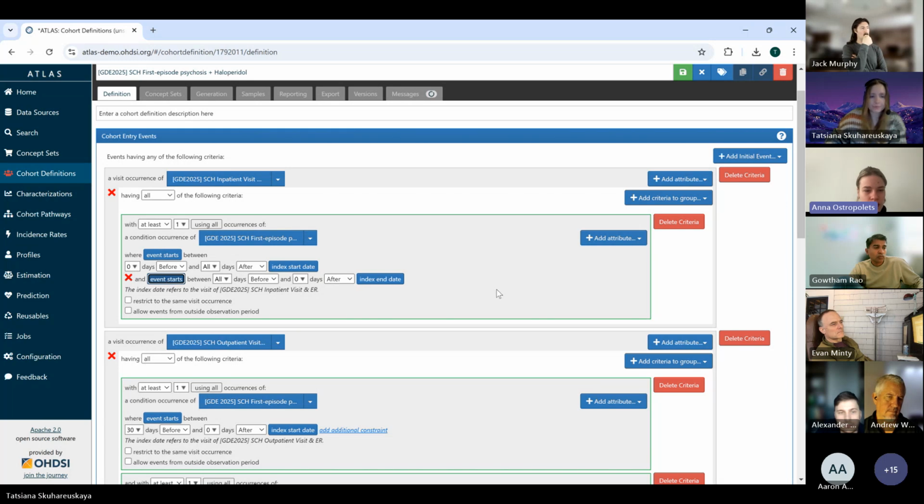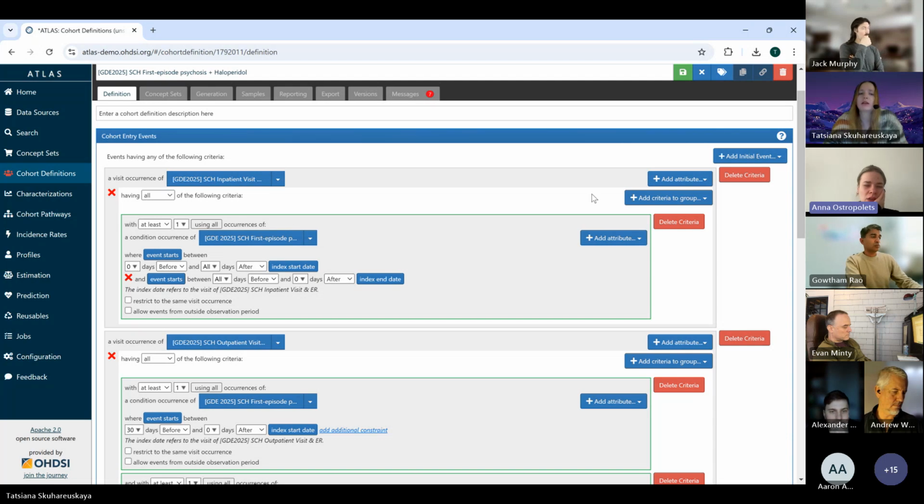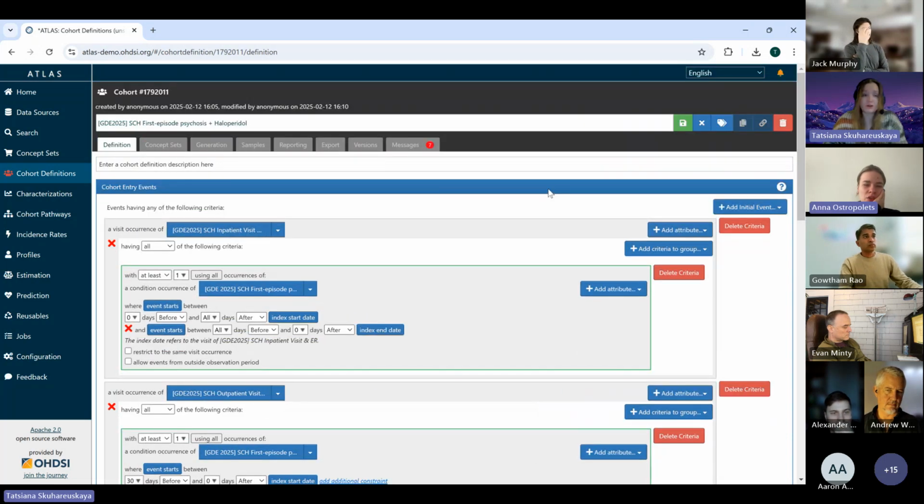In this row, yeah. So let me check what we did here. We're looking for a visit occurrence of an inpatient visit with at least one condition occurrence that starts anytime after the start date of the visit, but it also has to start before the visit ends. Yes. That is wonderful. Thank you so much. It looks totally logical. I'm just wondering, Gowtham, do you remember if the index end date here is the end of the visit or the end of something else?